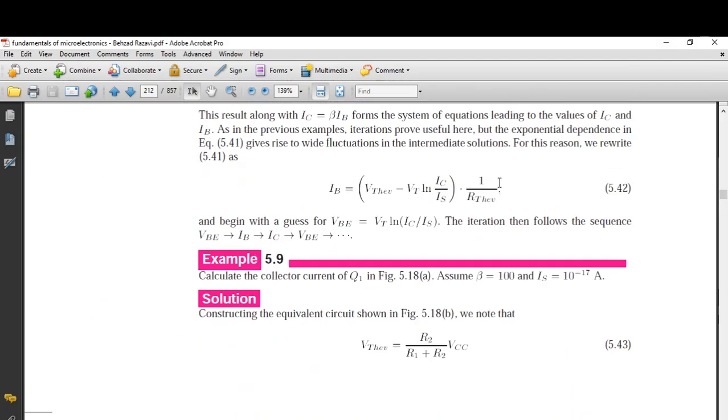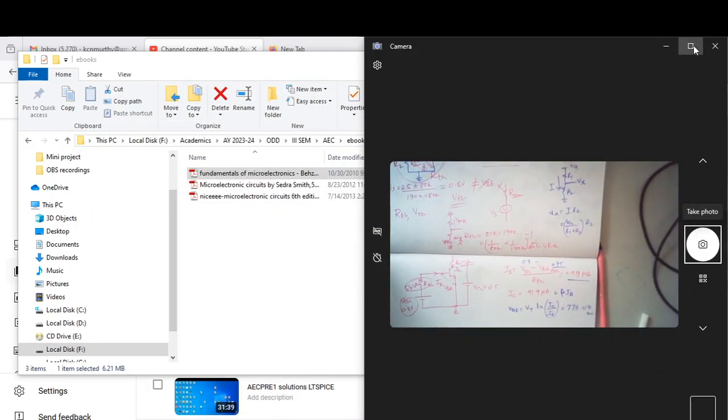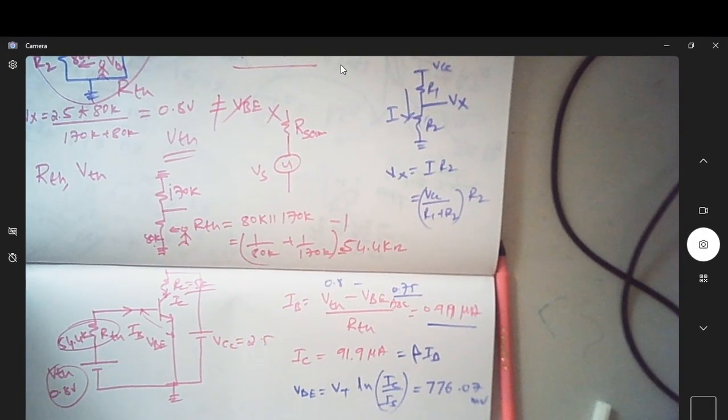So in the textbook he says, see here, we begin with the value of VBE. This is a guess, now 0.75. Then the iterations follow the sequence. You assume VBE, find IB, find IC, then you re-examine the value of VBE, then find IB, IC, and then VB. This continues. So let me just do that for you and try to understand what the entire process is. This is not confusing.